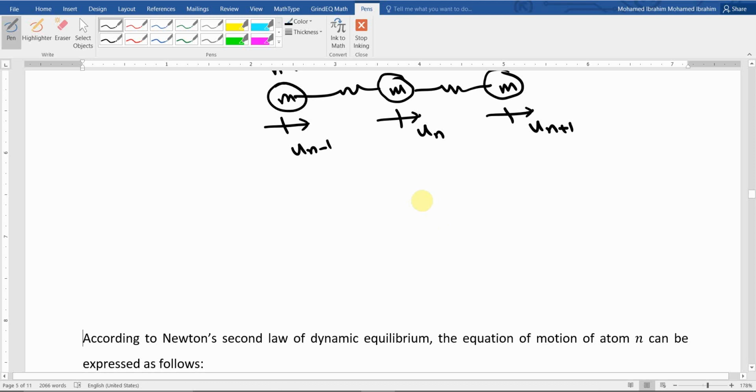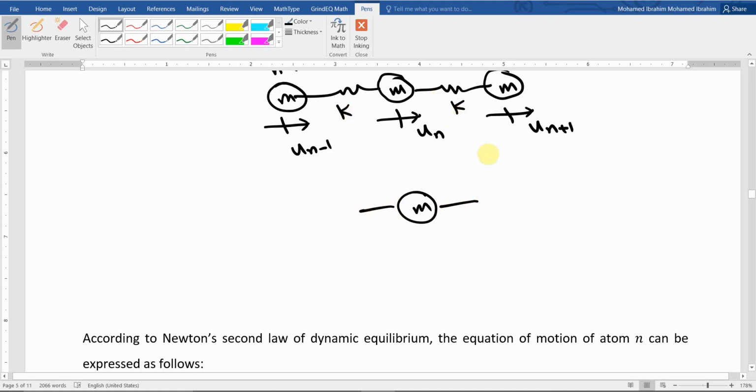We're going to have this mass M, right? And since we do have a displacement, there is a spring stiffness K and another spring stiffness K. There should be some spring forces. There should be one spring force for this one, and another spring force for this one, right?